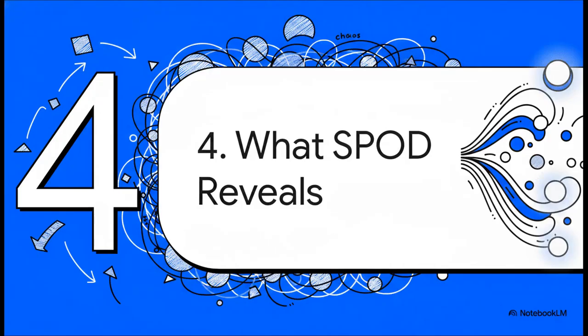All right, enough theory. Let's get to the payoff. We've gone through the process, we've made our choices. What does SPOD actually reveal when we point it at that real-world chaos?